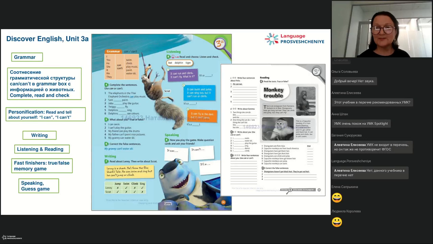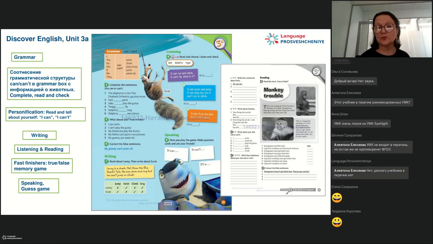И после того, как мы создаем свое письменное, состоящее из трех предложений небольшое описание, упражнение у нас на listening. Опять же, отработка не просто листинга, но также в маленький контекст включены как грамматика, так и вокабуляр. И заканчиваем мы урок, естественно, спикингом.